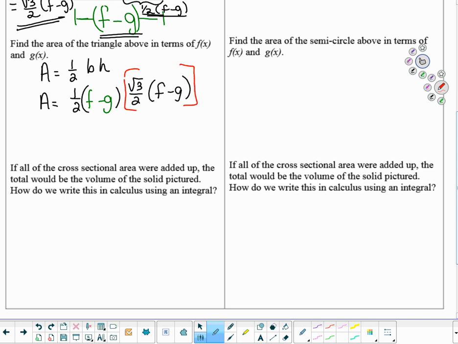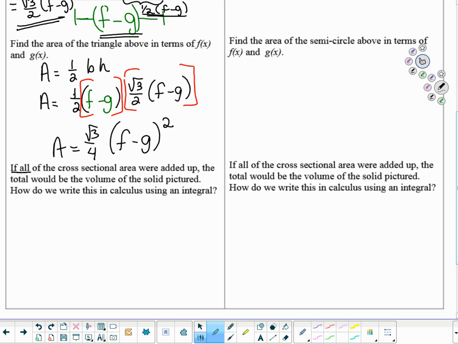Box that out if you want. So this was height, this was base, wasn't it? Base times height, and then a 1/2, right? Okay, simplify this, and we get area equals square root 3 times 1 is square root 3. 2 times 2 is 4. And then I have f minus g times f minus g. That gets me an f minus g squared.